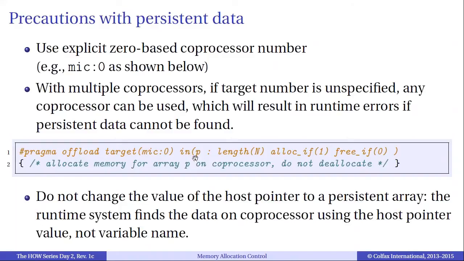It is actually good that the compiler doesn't go by the pointer name but goes by the pointer value, because you can do offload from one function and then you can start another function and reuse the data on Xeon Phi using the same pointer value.